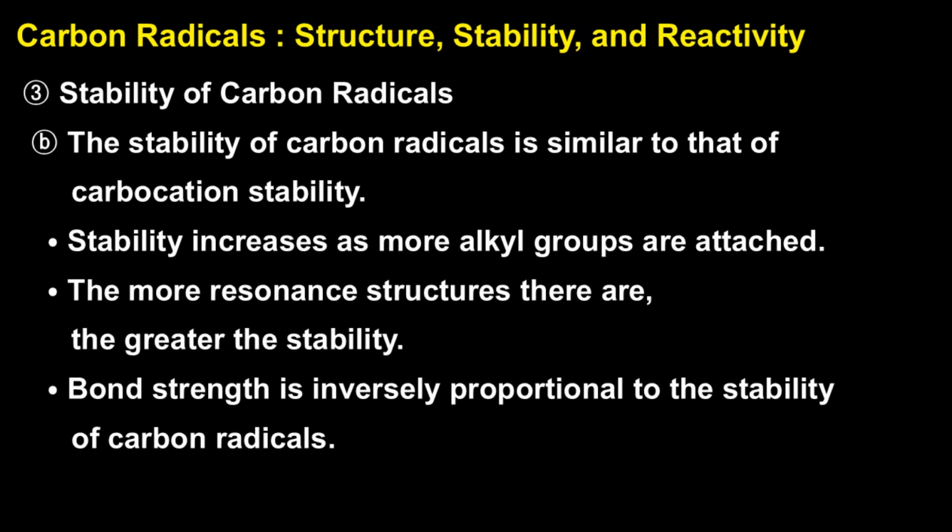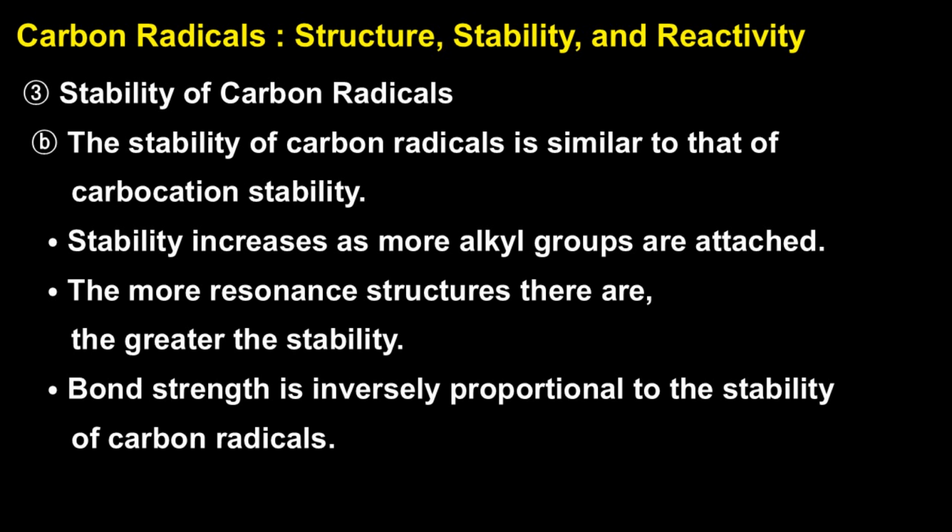Next is resonance stabilization. If a radical can form resonance structures, in other words, if the unpaired electron can spread out over multiple atoms, it becomes way more stable. That's what makes allylic and benzylic radicals so much more stable than regular alkyl radicals. They can share that unpaired electron across a larger system, which lowers their reactivity.